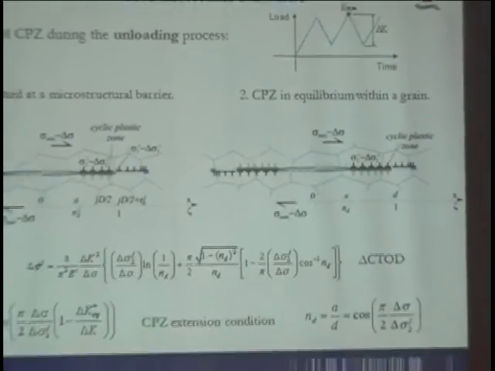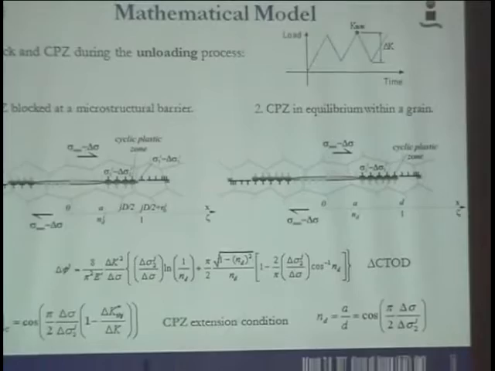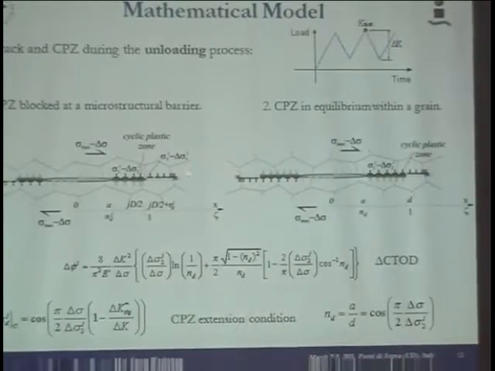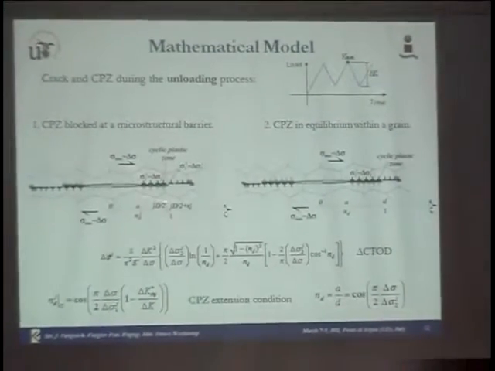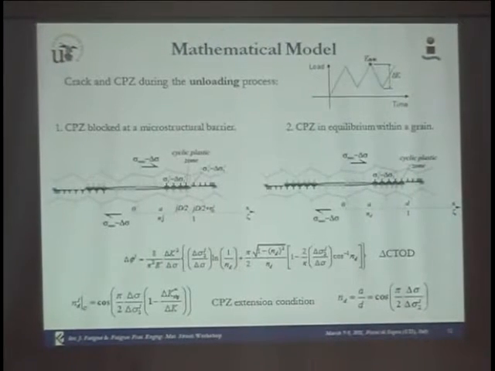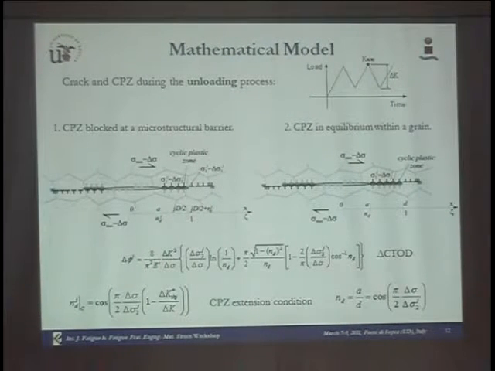We need to distinguish between these two cases because we assume that the cyclic plastic zone is formed by two types of dislocation. The first one are the original dislocations from the monotonic plastic zone, which during the unloading process try to go back to the crack tip, and the other dislocations are dislocations of opposite sign to the previous ones that are emitted by the crack tip.